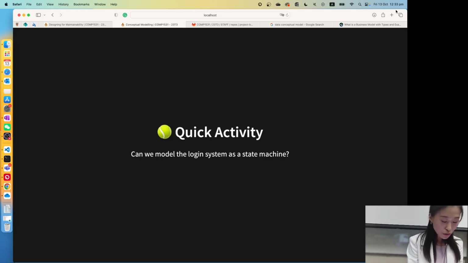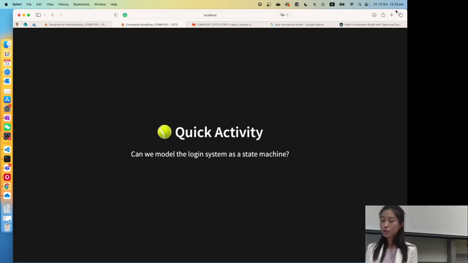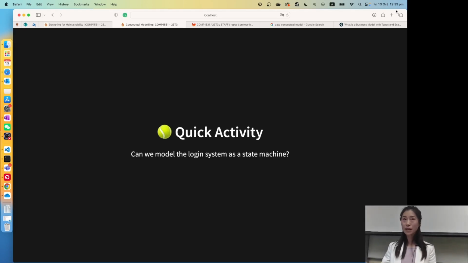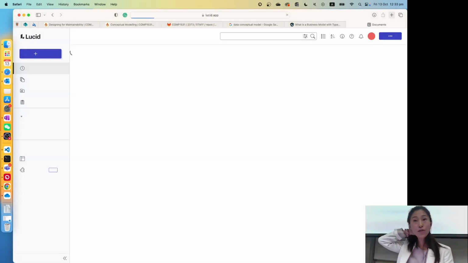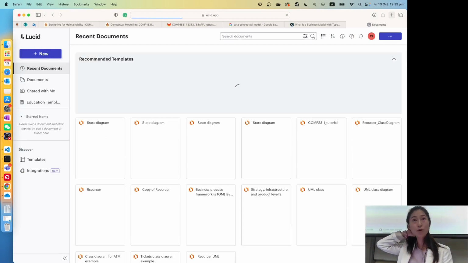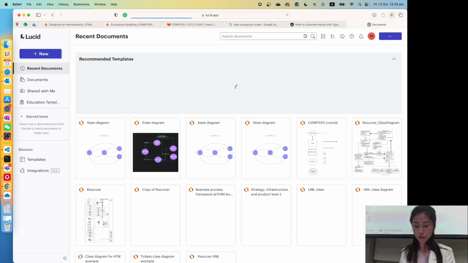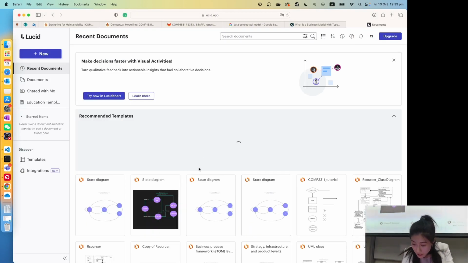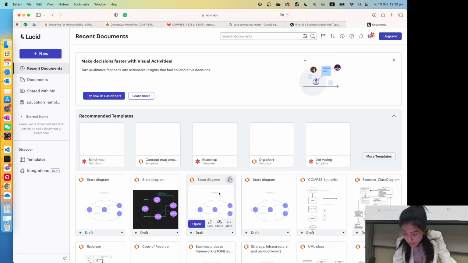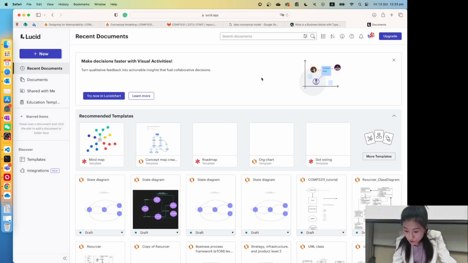Another useful tool for drawing conceptual models. So I just drew it on my iPad, like using pen and paper. But you can also use some tools to draw conceptual models, which is called Lucidchart. Lucidchart is very powerful in drawing conceptual models. So here are some that I drew before using Lucidchart.